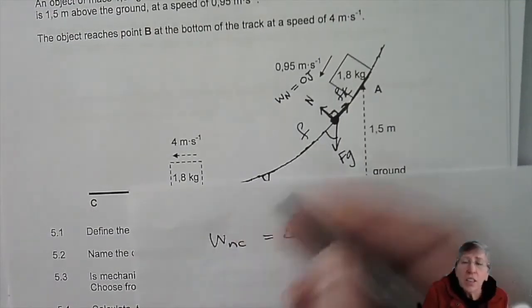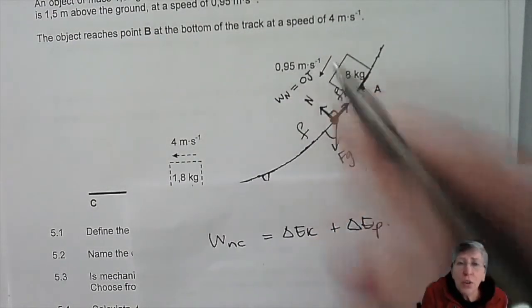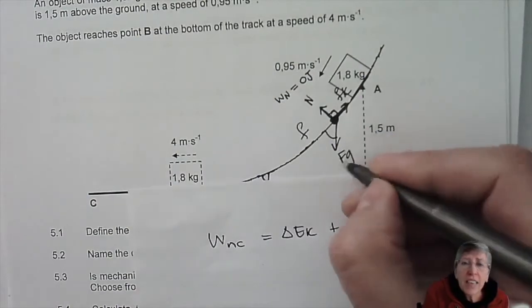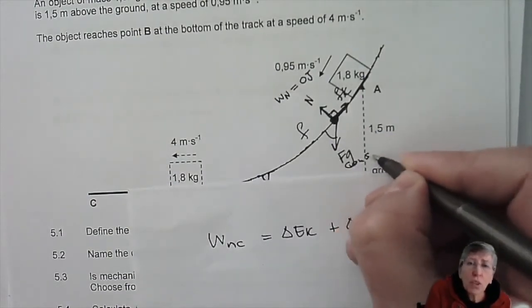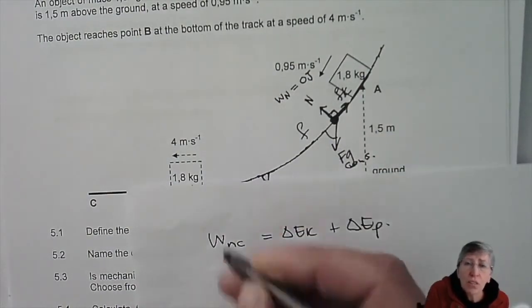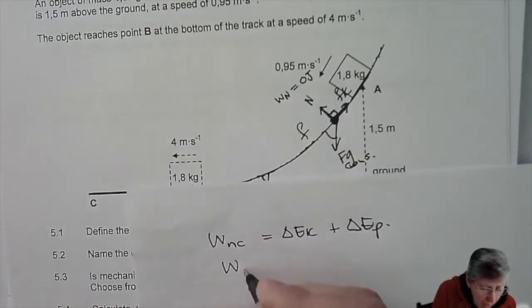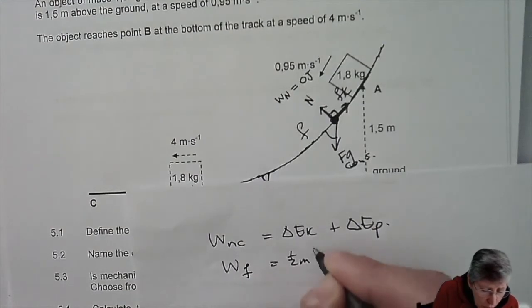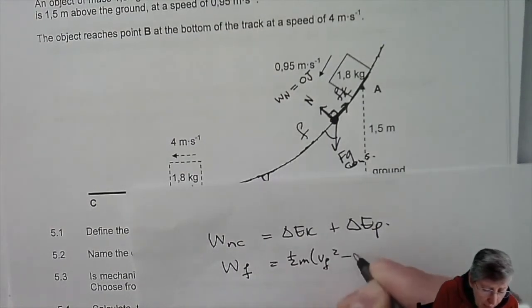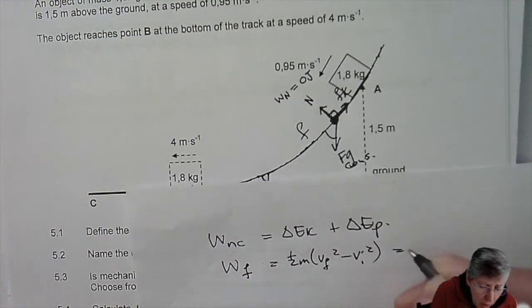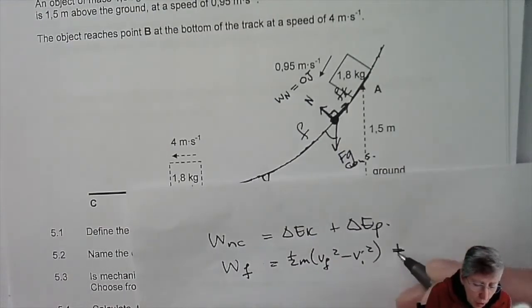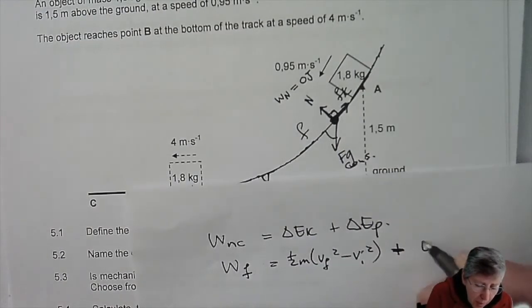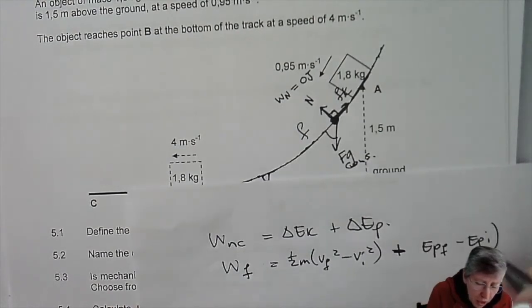Right. So the normal force is not doing work. Gravity is a conservative force, so this is not part of the non-conservative. The only non-conservative one is friction. Right, and that will be half m times v final squared minus v initial squared. Right, this one you can substitute, or you can just say it is EP final minus EP initial.